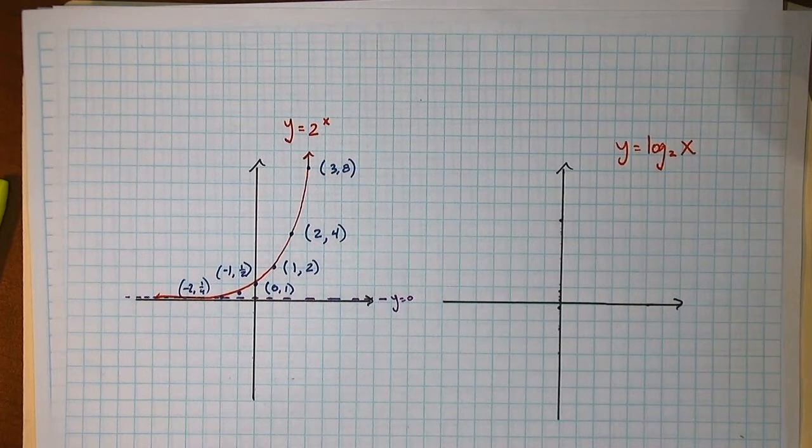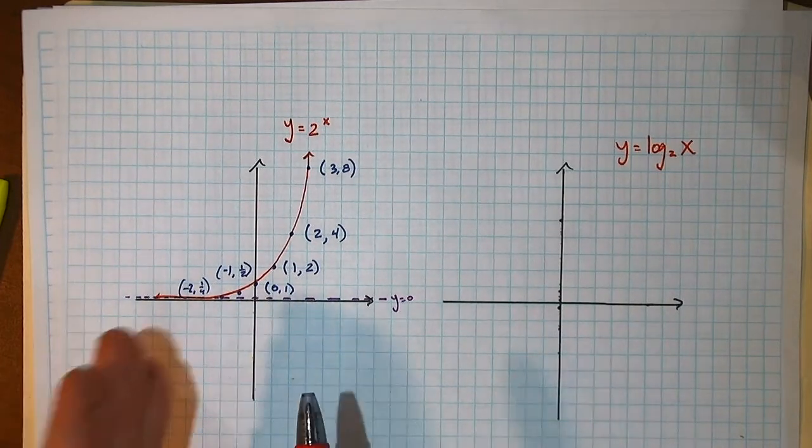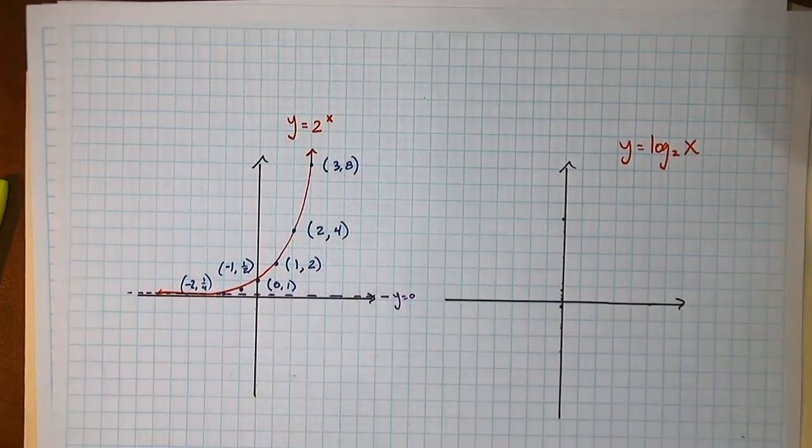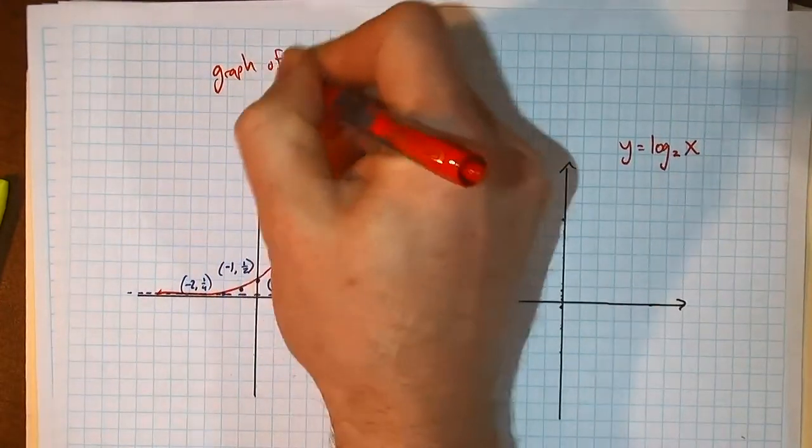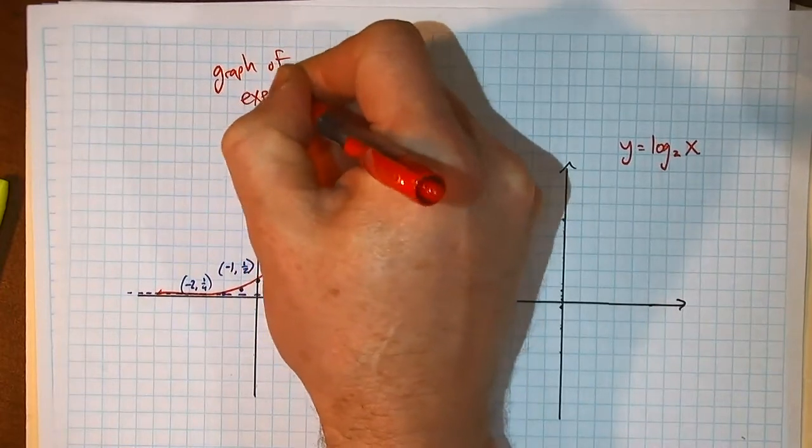All right, now, we have done before problems where we talk about how you switch a graph into its inverse. So this is the graph of an exponential over here. This is the graph of an exponential.